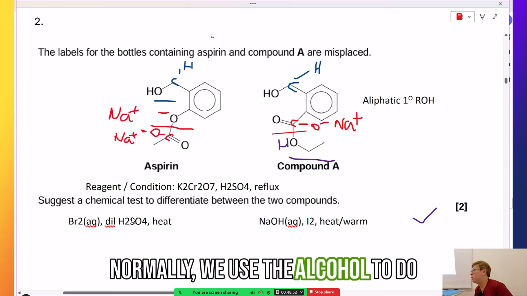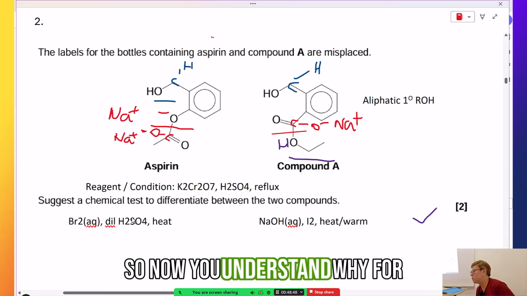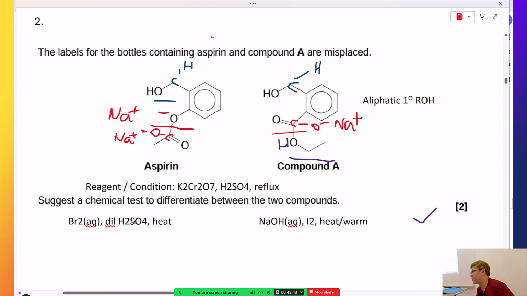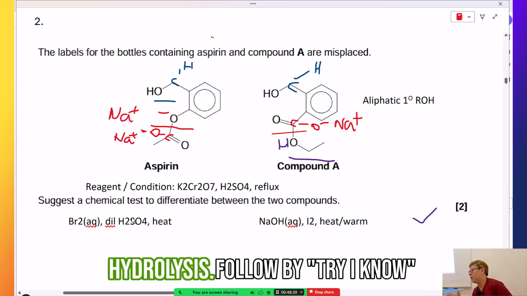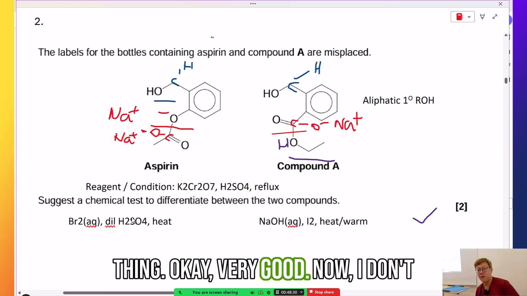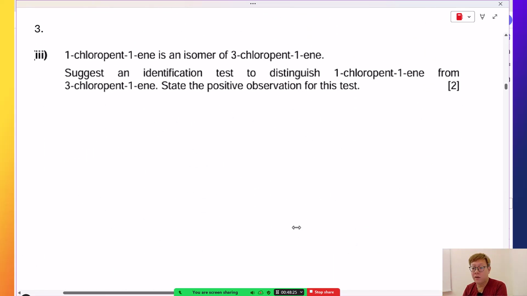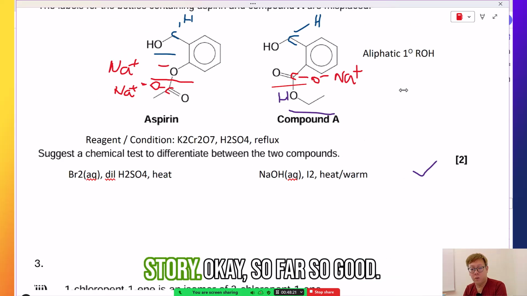So normally we use the alcohol to do the distinguishing. So now you understand why for ester I don't write in the distinguishing test. Because normally we do an acidic hydrolysis or basic hydrolysis followed by triiodide or dichromate. Follow what I'm saying? Okay, very good. Now, I don't want to go on to the last distinguishing. You all can go and try yourself. Follow so far? Alright, let's go on to the next question type.